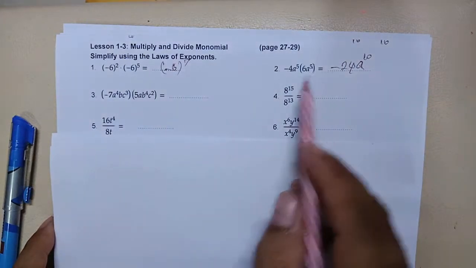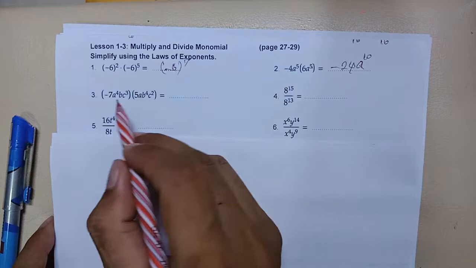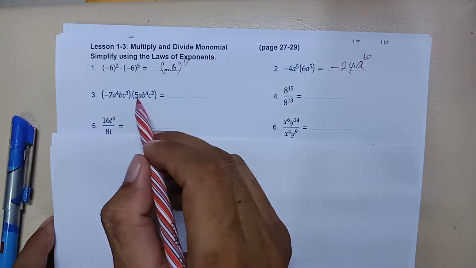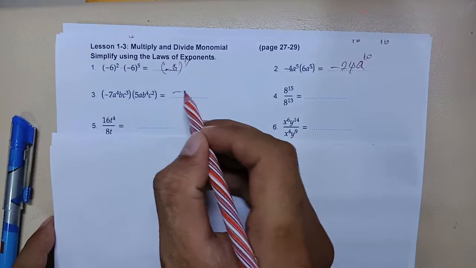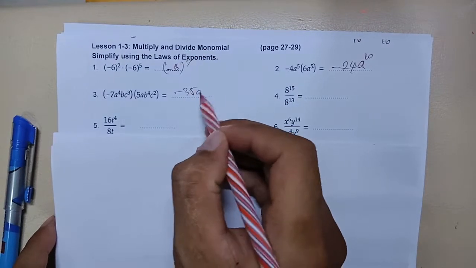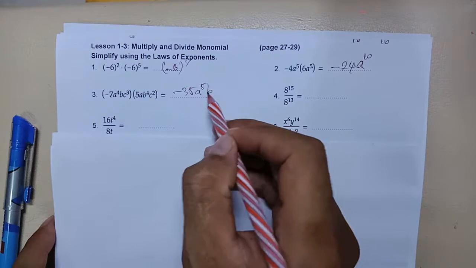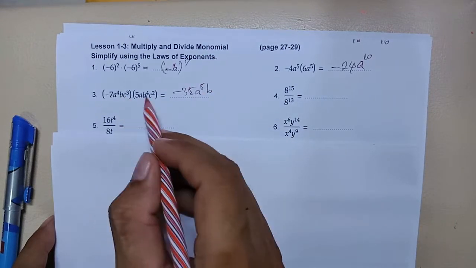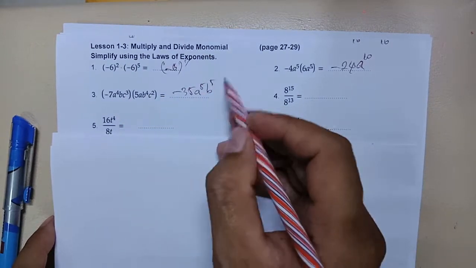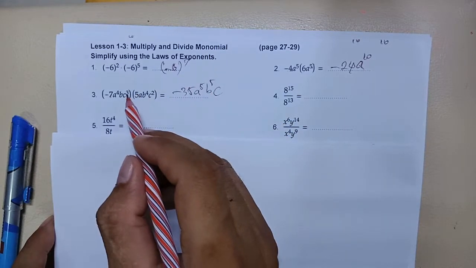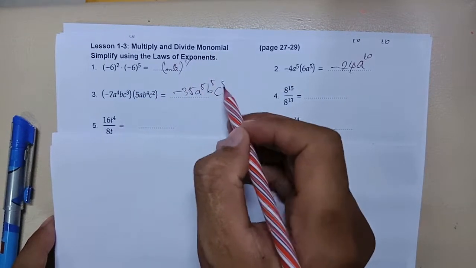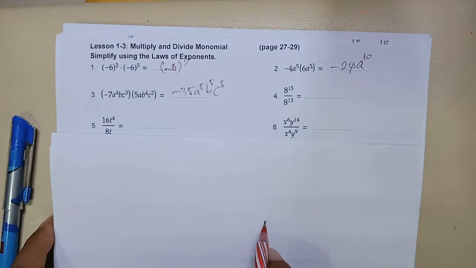Apply the same principle with number 3. Negative 7 times 5, you have negative 35. And then for a, you have a to the 4th here and a to the 1st here, so a to the 5th. For b, you have b to the 1st and b to the 4th here, so b to the 5th. For c, you have c cubed here and c squared here, so c to the 5th. As easy as that.